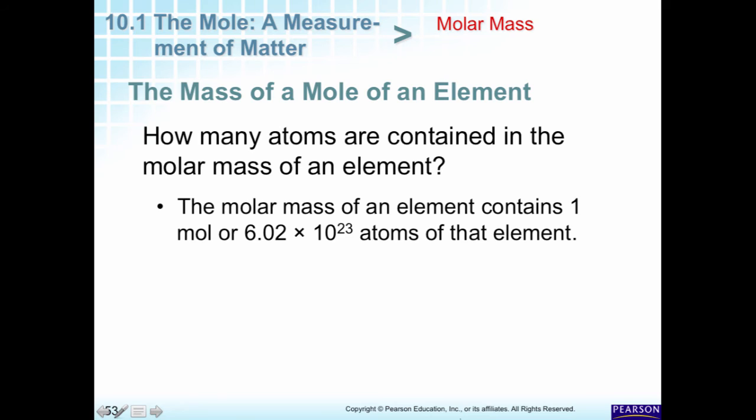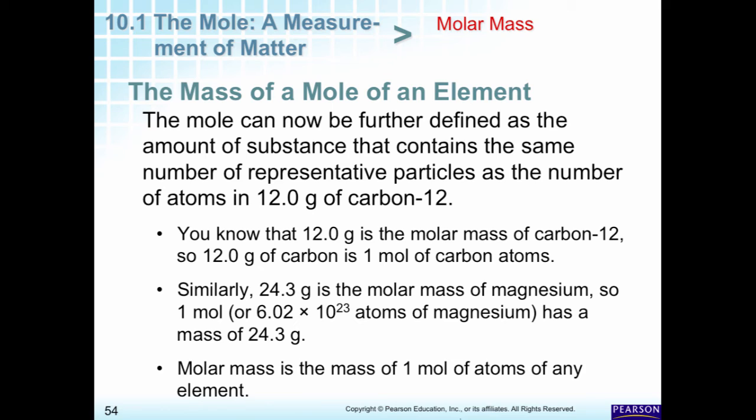How many atoms are contained in the molar mass of an element? Always 6.02 times 10 to the 23 atoms. So this is going to give rise to another conversion factor. Okay, we can get a little more complicated and say the mole can be further defined as the amount of substance that contains the same number of representative particles as the number of atoms in 12 grams of carbon-12. Okay?